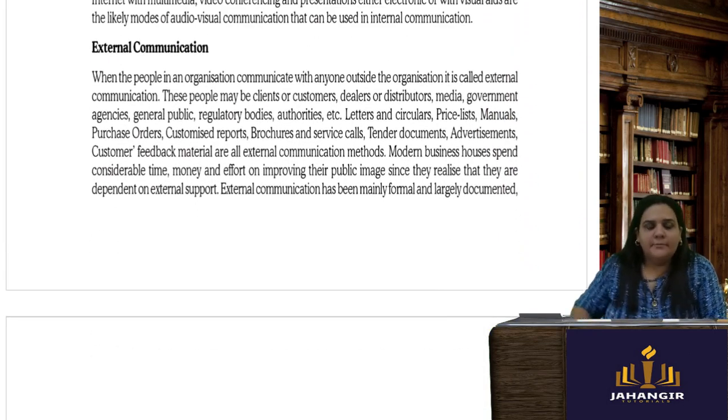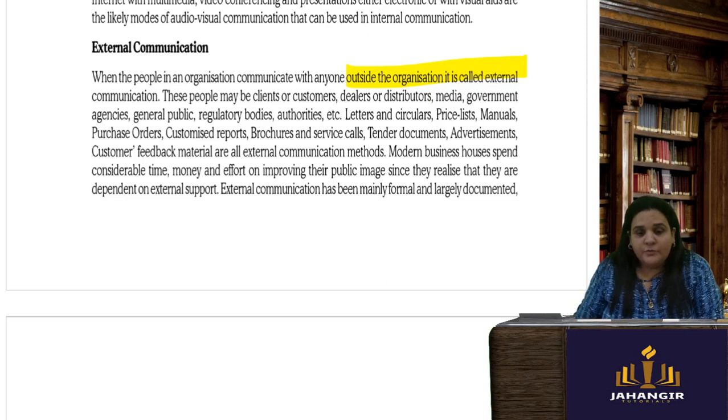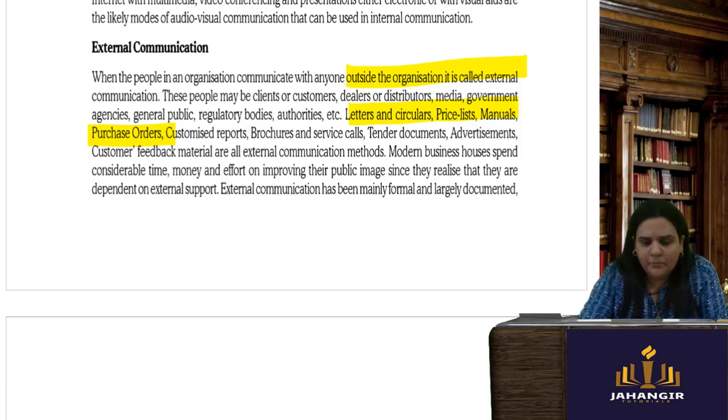Now external communication: obviously when you're communicating with anyone outside the organization. It can be clients, customers, distributors, government authorities, etc. Here we use letters. There can be circulars, price lists, manuals, purchase orders, brochures, college brochures, product brochures. All these are methods of external communication.